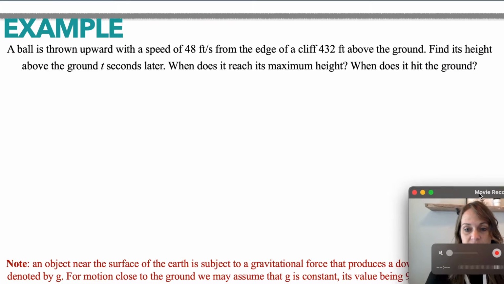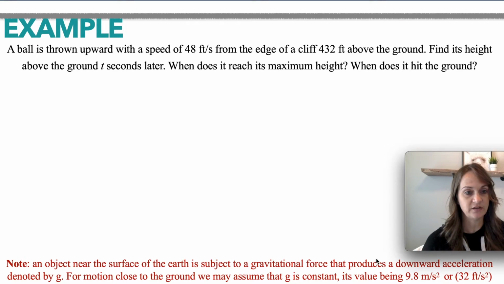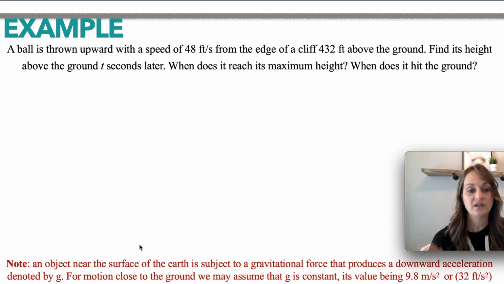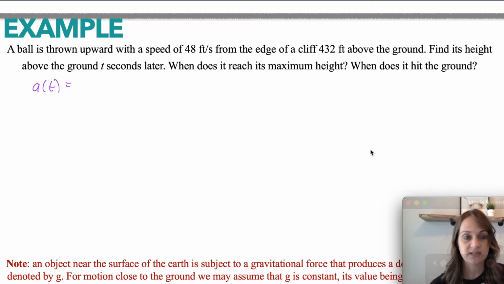Next example. Now I'm going to move myself up a little bit because we need to know this information down here first. When an object is near the surface of the earth, it is subjected to a gravitational force, which produces a downward acceleration denoted by g, for gravity. Obviously, for motion close to the ground, we assume g is a constant, which in this case we're going to use as 32 and not 9.8 because we're dealing with feet up here. So we're going to use the 32 feet. So we know that the acceleration is 32 feet per second squared.